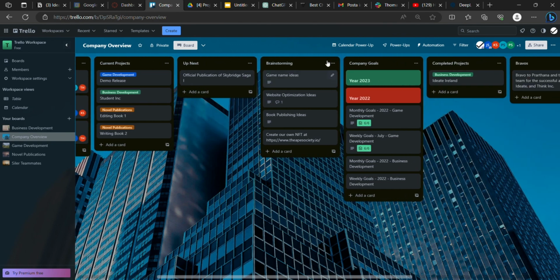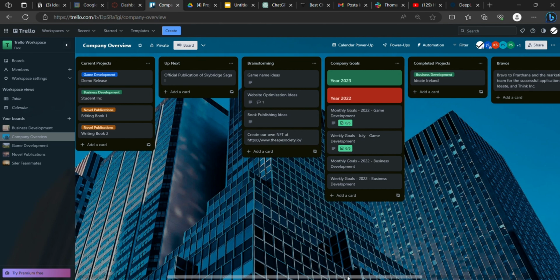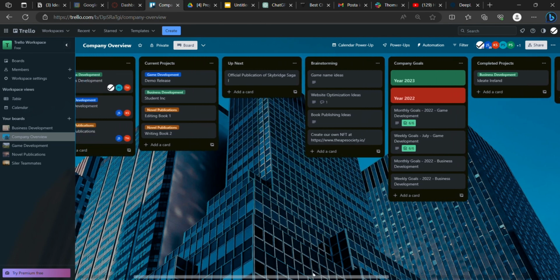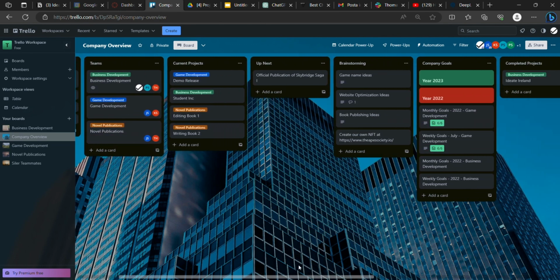Then we have a brainstorming section that is always useful, where you can put some ideas about anything about the company, in general terms. So for example, here there were some game name ideas, some website optimization, some book publication ideas, some ideas to make money and stuff like this. So just general ideas about the company, maybe some ideas about the projects, the future projects, or the rules.